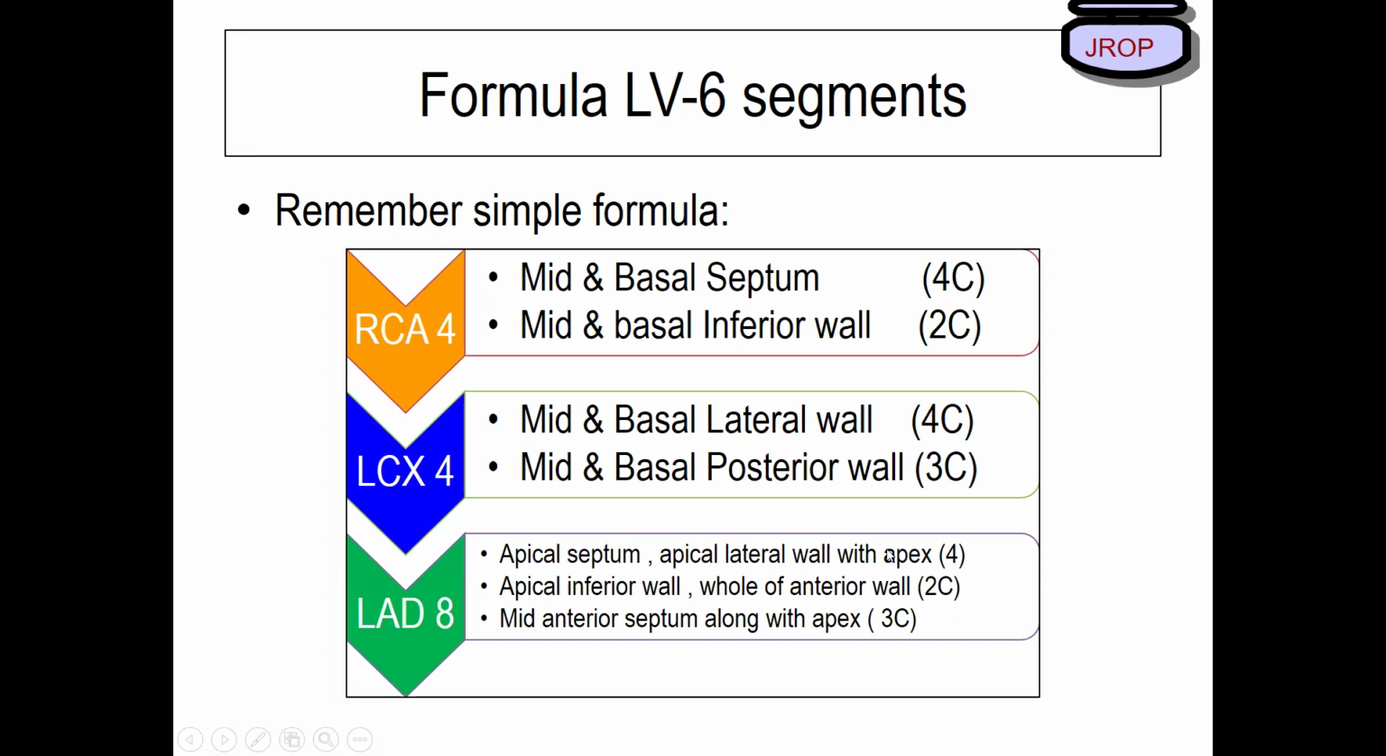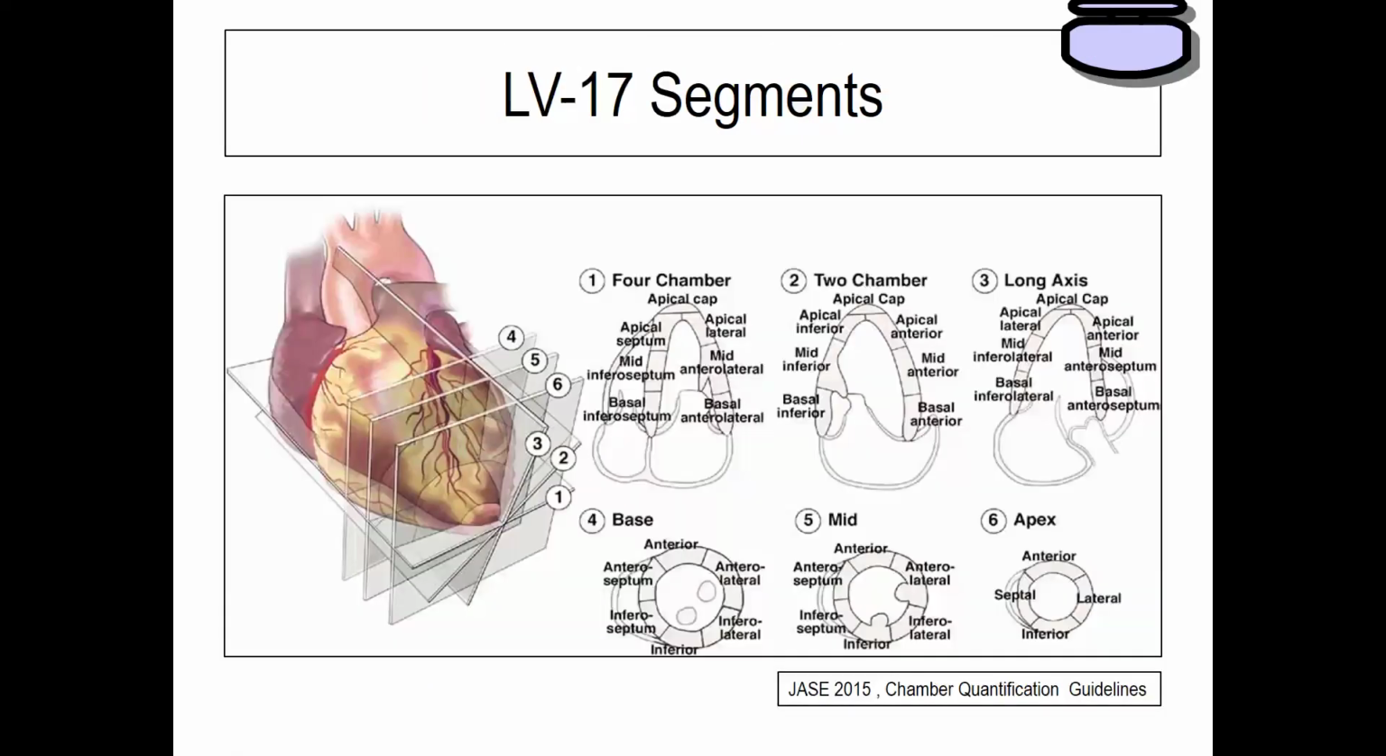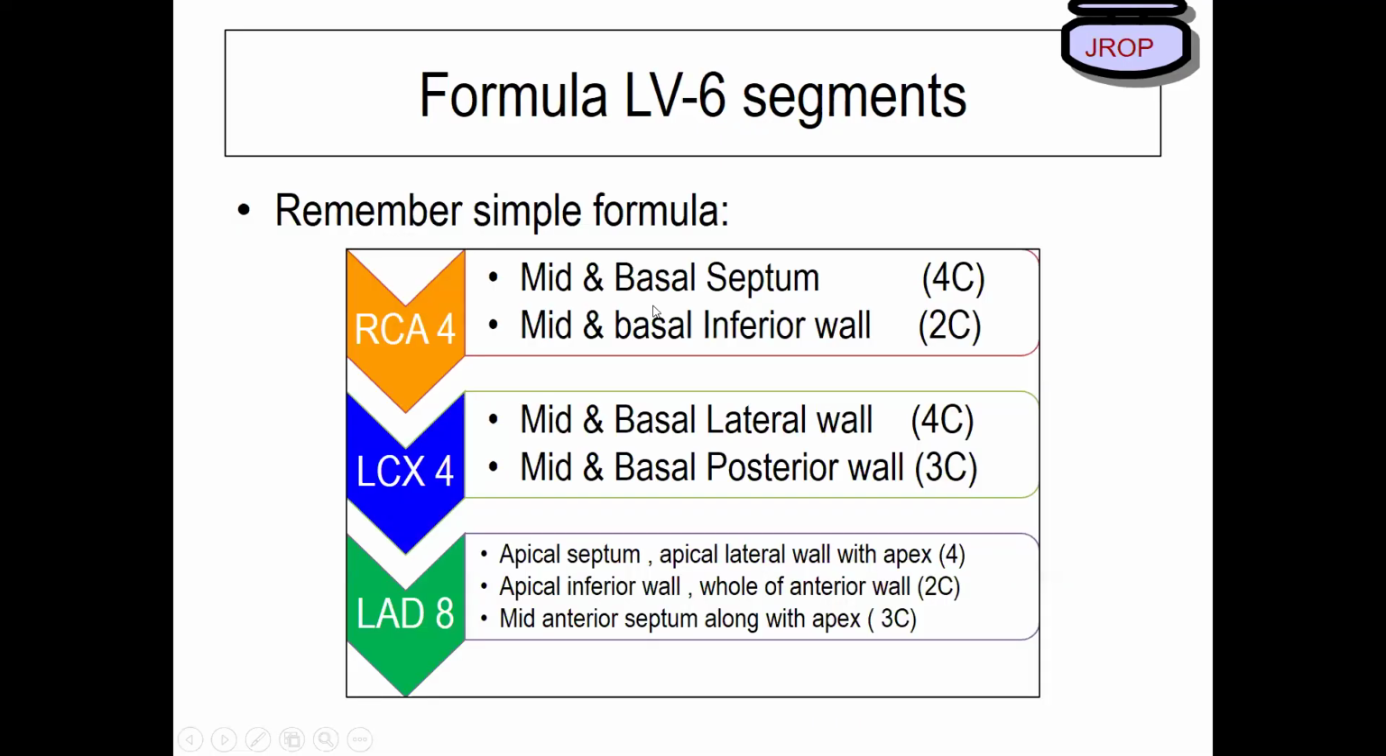This is what you can remember all the time when we talk of LV segment abnormalities. Some people talk of 17 segments. What they did, they renamed the nomenclature and included the apex as a separate segment. But I would request you to follow the 16 segment model because the majority of machines talk of the 16 segment model as of today.